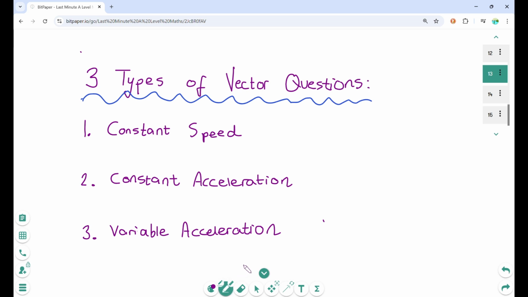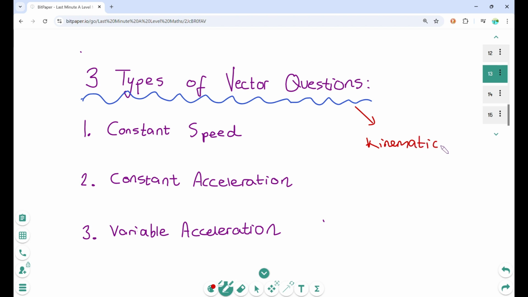Hi everyone. This is a video about the three types of vector questions that could come up in kinematics in the mechanics exam next week. So this is really a video about how to identify which method you should use, and this is purely focused on kinematics here. So just kinematics.